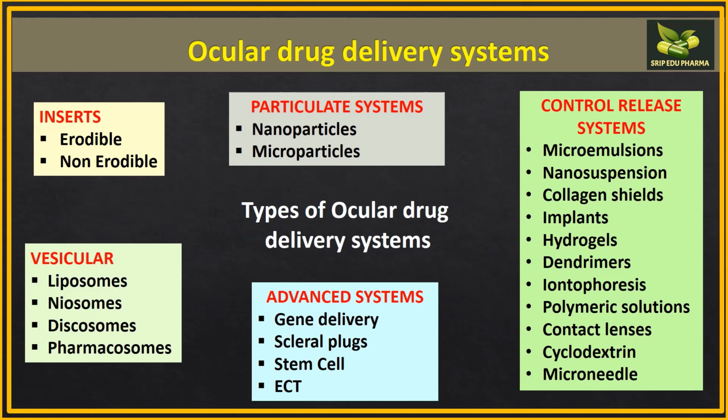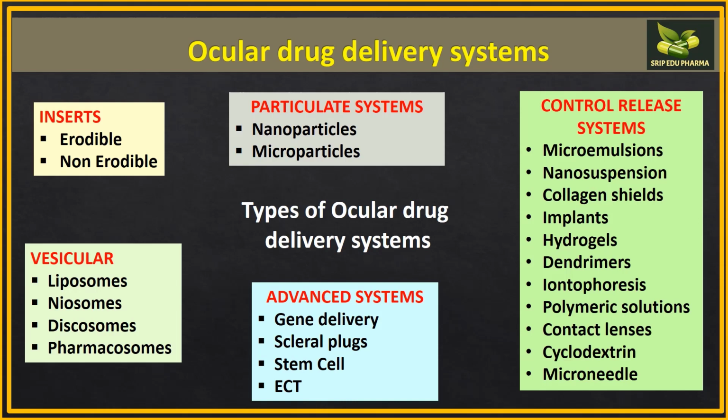Now we will see various types of ocular drug delivery systems. When we see the conventional approaches, there were solutions, suspensions, emulsions, ointments and gels. After that there came inserts. Inserts were erodible and non-erodible type. Then came vesicular systems in which liposomes, niosomes, discosomes and pharmacosomes are used.